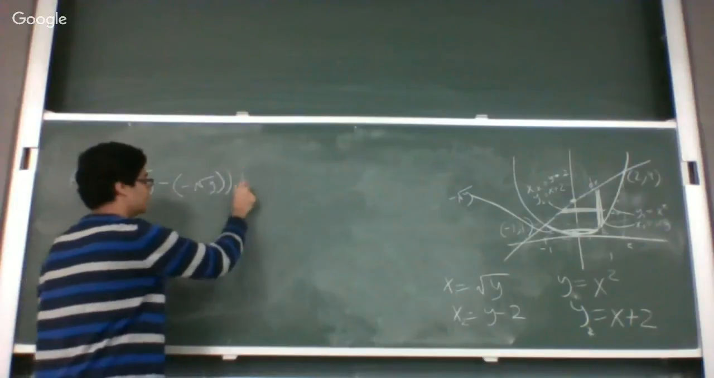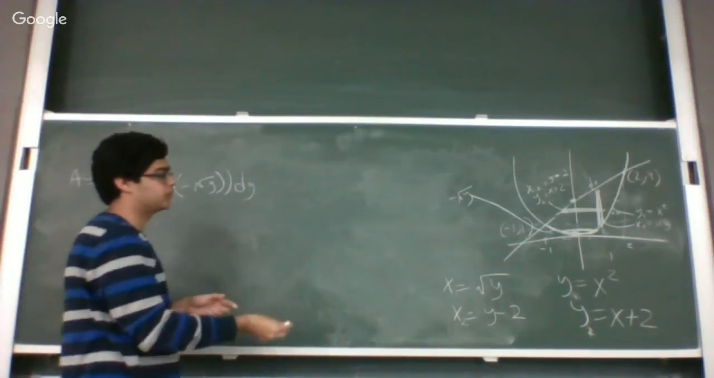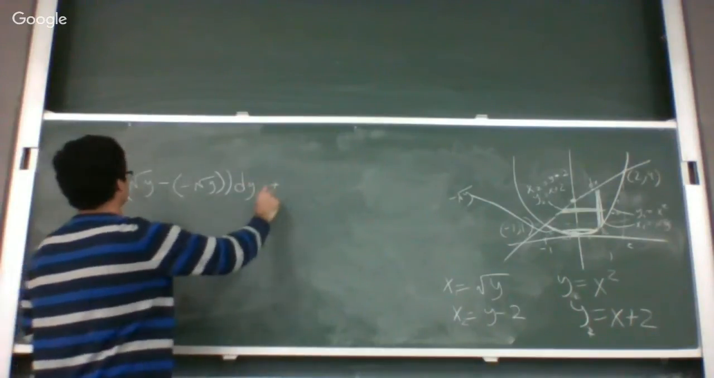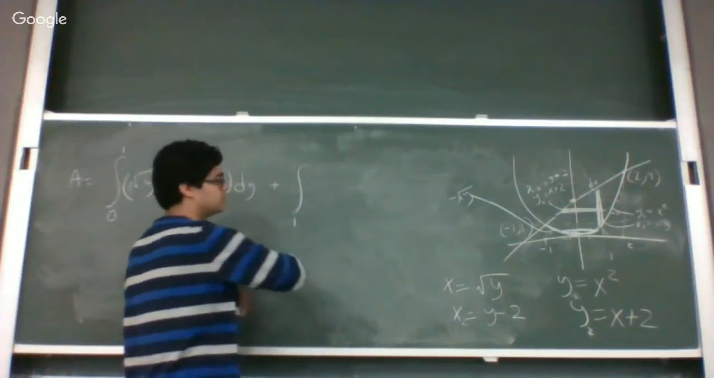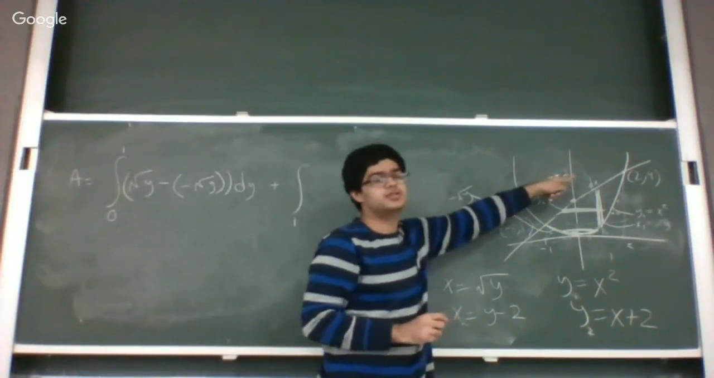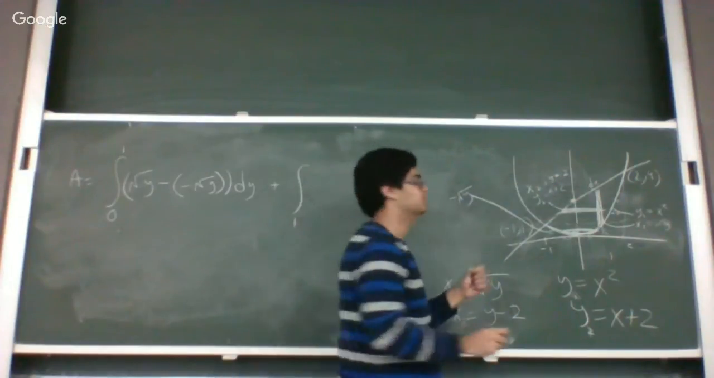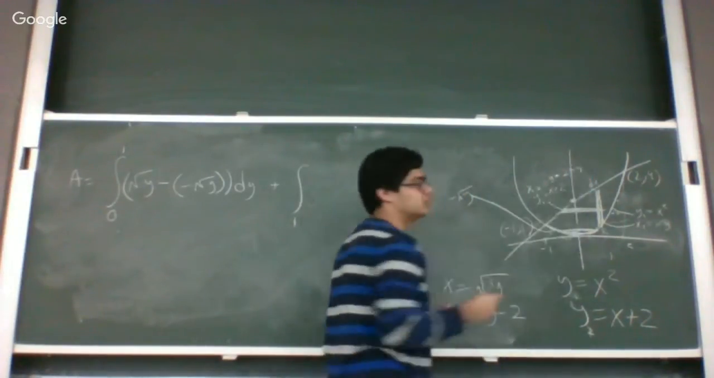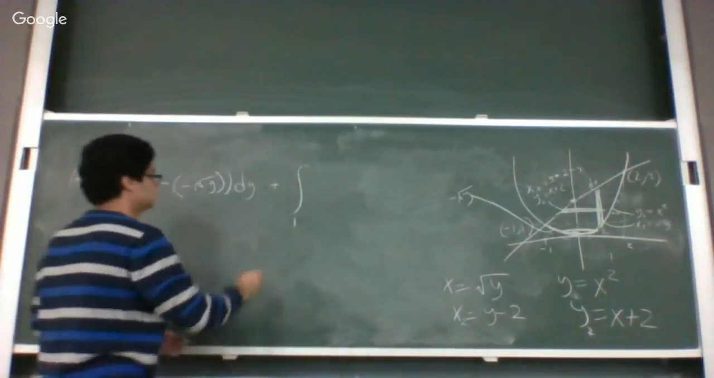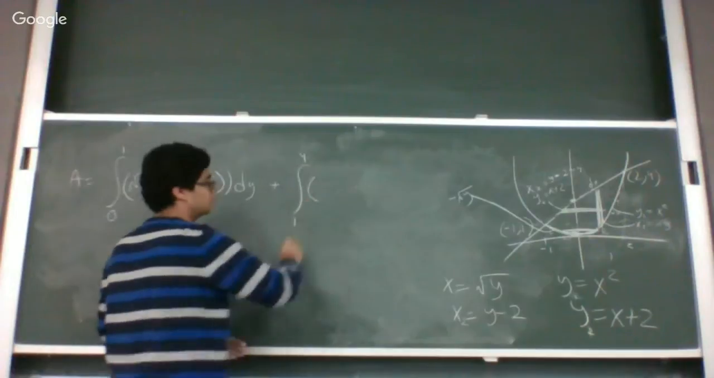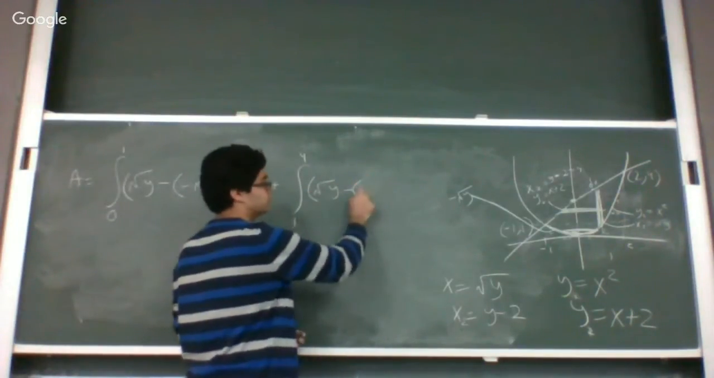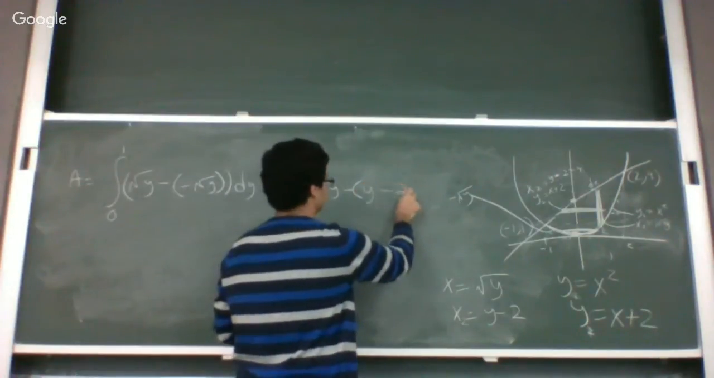And we have dy, because we're using vertical, is to change the y, plus the integral from 1 to what? 2. Sorry, no, 1 to 4. Because we're going dy now. And the rightmost is square root of y minus the function y minus 2.